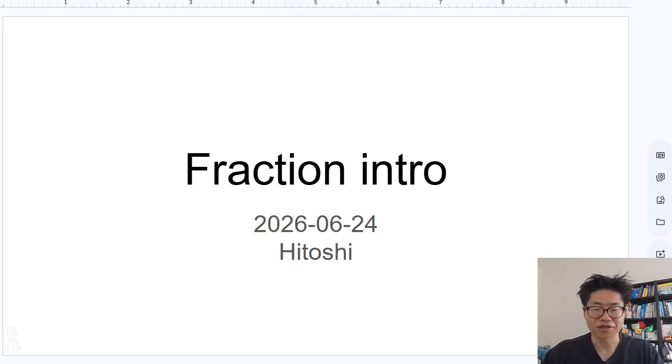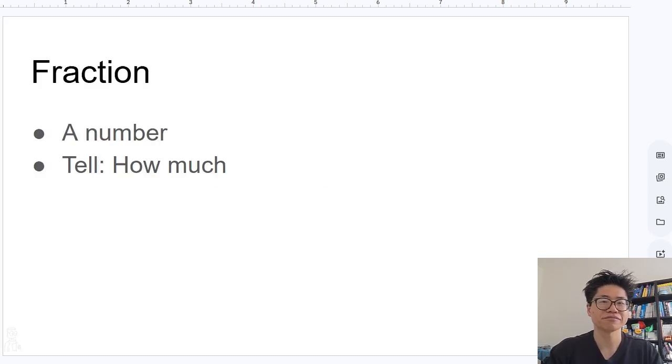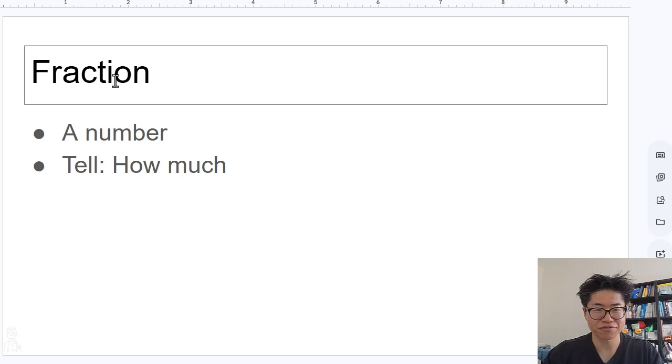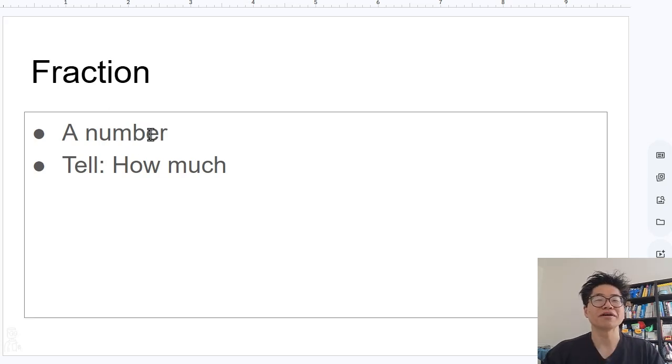Hello, today I would like to talk about fractions. Last time I think I was too fast, so today I would like to go step by step. So what is a fraction? That was also missing last time. A fraction is a number. The purpose is to tell how much there is of something.